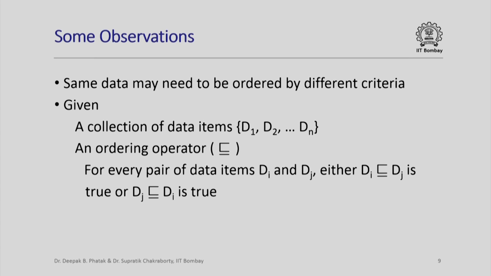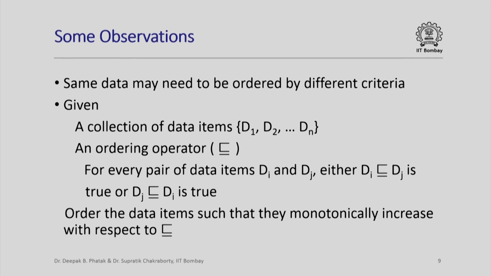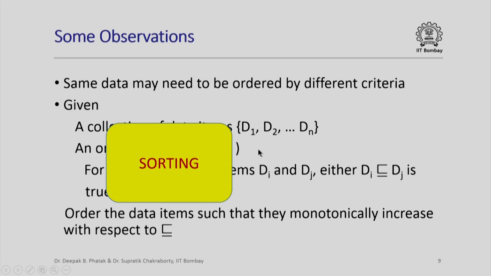And given the data items and given this ordering operator, our problem is to order the data items such that once we have ordered them, they monotonically increase with respect to this ordering operator. So note that I have said increase with respect to this ordering operator, but this ordering operator is not necessarily the less than or equal to operator that we usually know of. We have just seen that this could be a much more complex operator. For example, if we wanted to order the data items such that they monotonically decrease, I could define this ordering operator to be the greater than or equal to operator. And this is what is called the sorting problem in computer science.